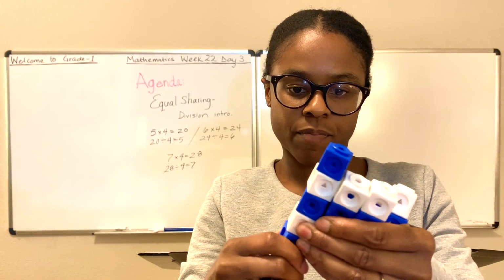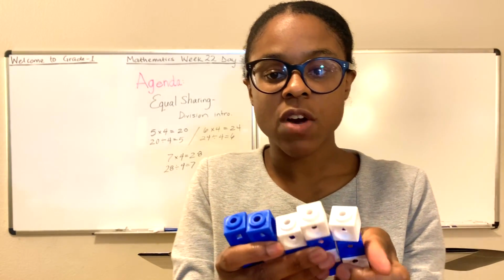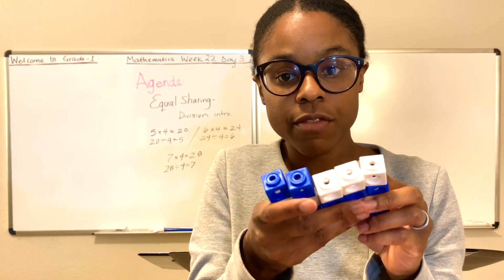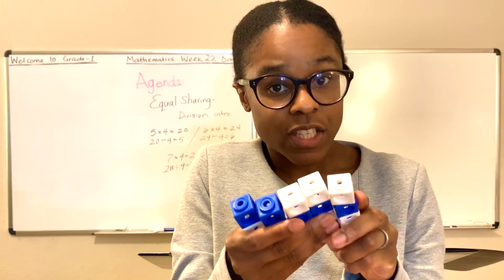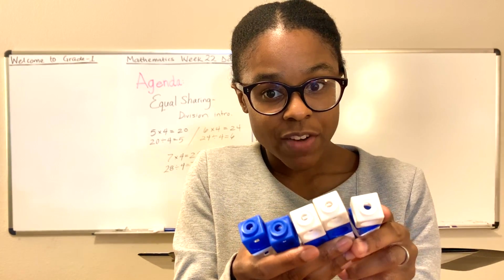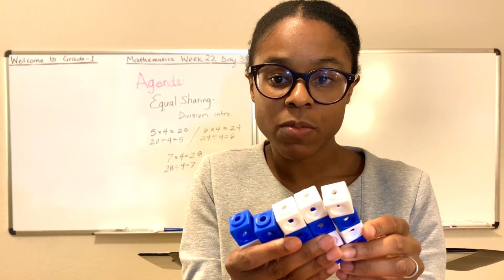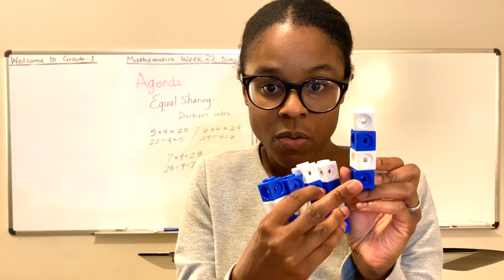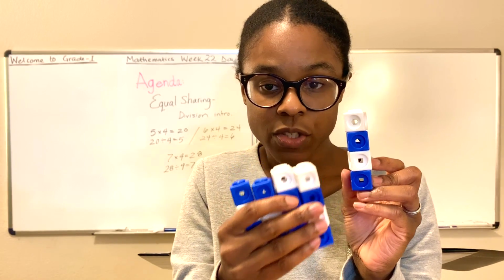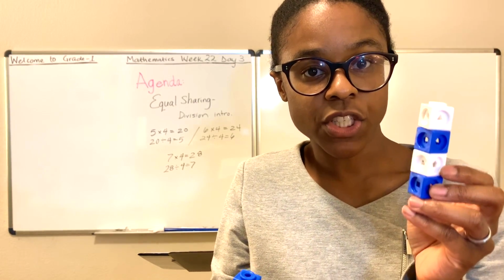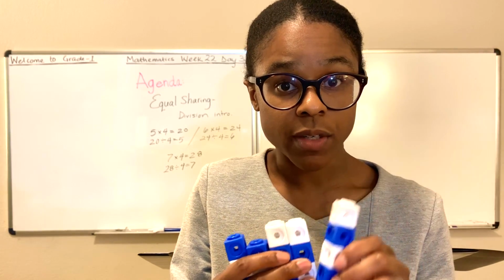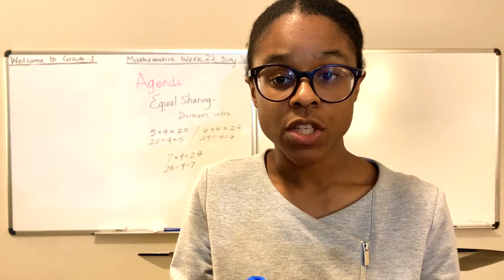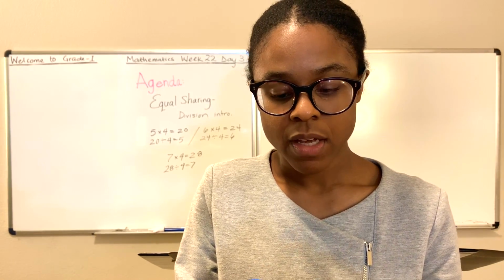Okay. There we have it. So now we have 5 friends: 1, 2, 3, 4, 5. I took those 20 and shared it with 5 of my friends. How many cubes will each person get? 1, 2, 3, 4. That's 4 cubes each. So 20 shared with 5 is 4. But 20 shared with 4 was 5.